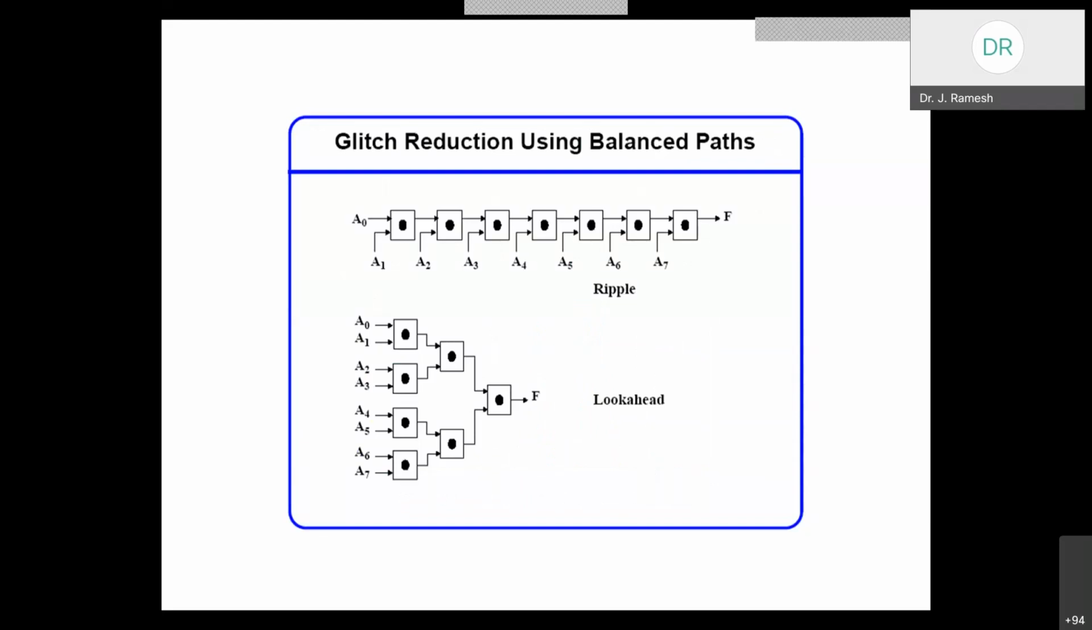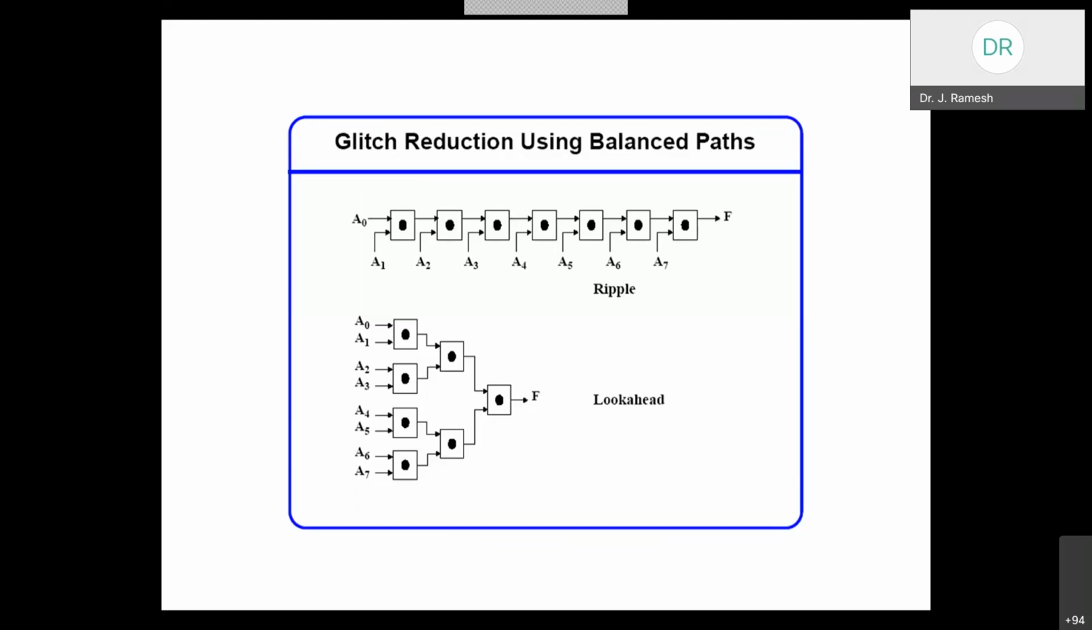Here, both the structures implement the same function. If you consider an AND gate, then F implements A0, A1, A2, A3, A4, A5, A6, A7. That function is implemented in both the ripple structure as well as the look-ahead structure. The first one is a chain structure and the second one is a tree structure. The second one looks somewhat balanced, and in the first case we have cascading of stages. As far as the power is concerned, which one is better?